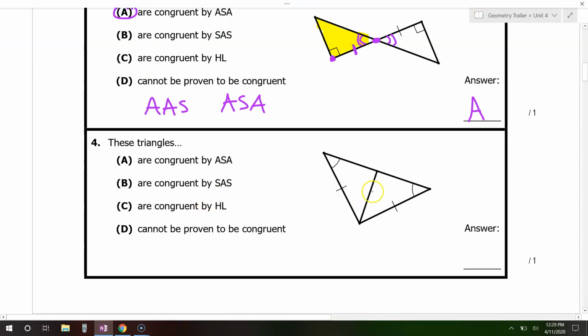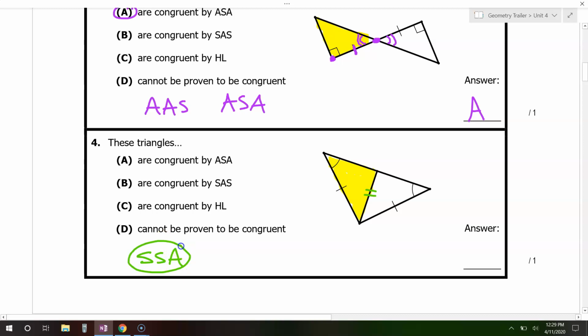For this problem, we have another shared side, so let's definitely go ahead and mark that. Now, let's look at one triangle at a time and see what we've got. So I'm going to color this side yellow. So we have a yellow triangle and the white triangle. We have two sides and an angle. So when you have two sides and an angle, there are actually three possibilities. Of course, it could be side, side, angle, right? Because that's two sides and an angle.